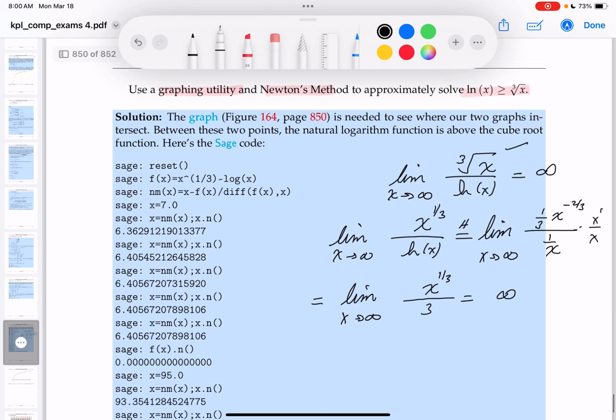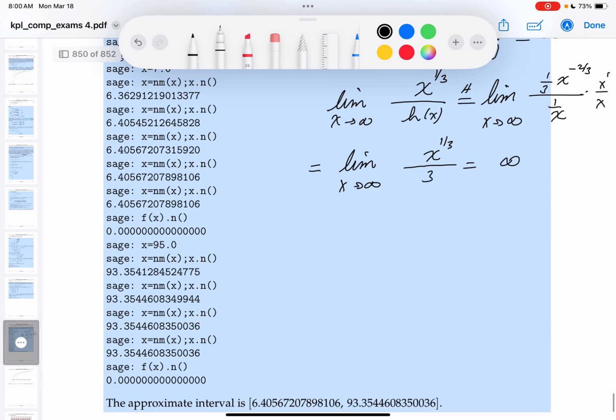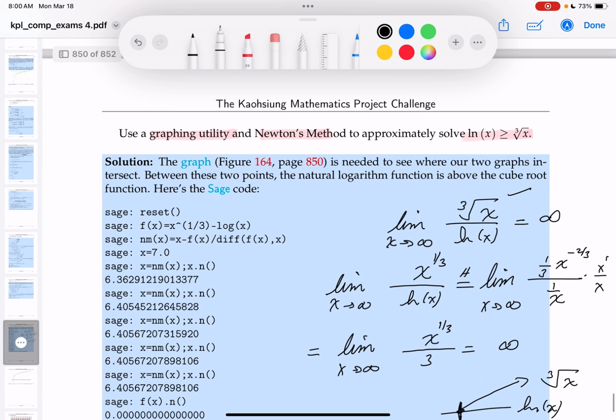All right? So I know that at some point the cubic function is going to overtake the log function. And this is the log function over here at some point. Now, granted, this is the tough part. You know, when does that occur? It occurs somewhere, and that's why we use the graphing utility, by the way. And we also use Sage and Newton's method to figure out these points.